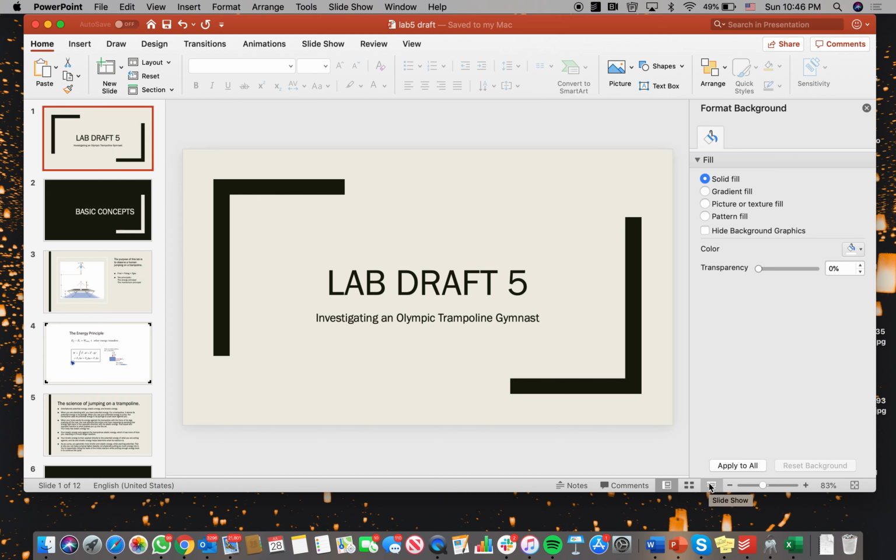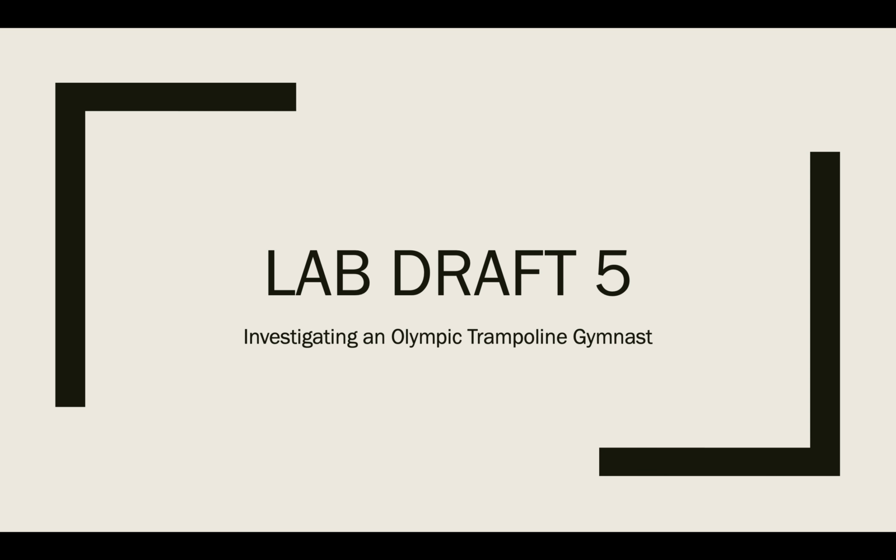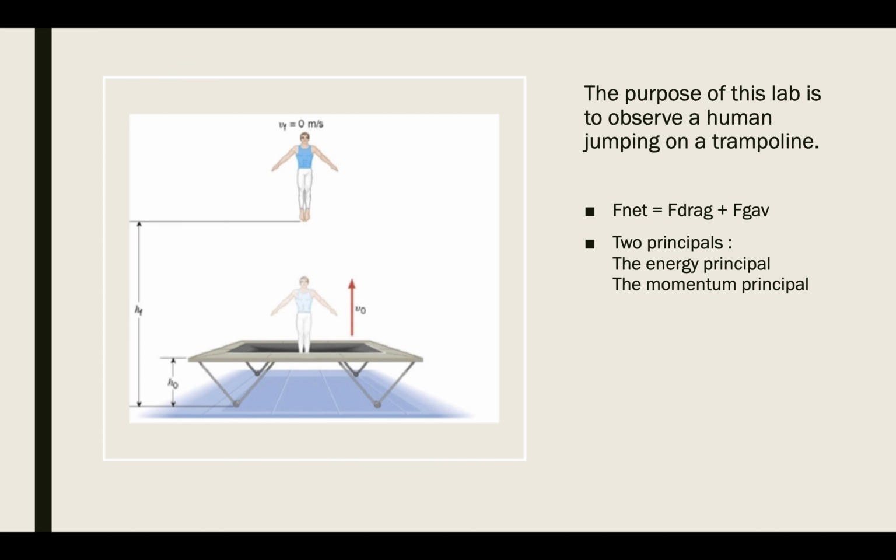For this fifth lab, I am investigating an Olympic trampoline gymnast. Some basic concepts behind this lab: the purpose of this lab is to observe a human jumping on a trampoline, as you can see on the left. The net force is given by the force of drag plus the force of gravity.